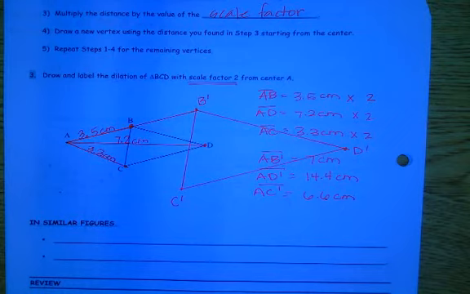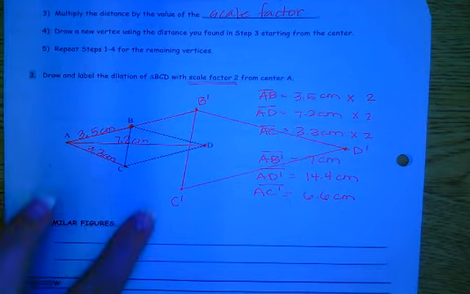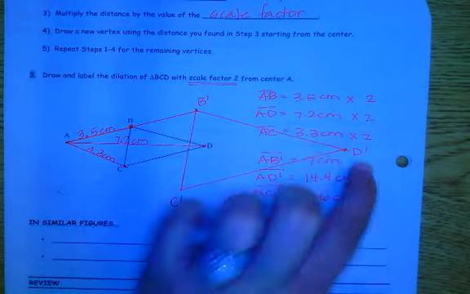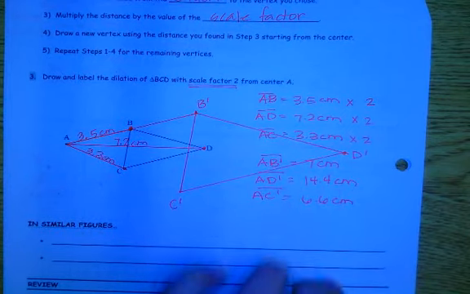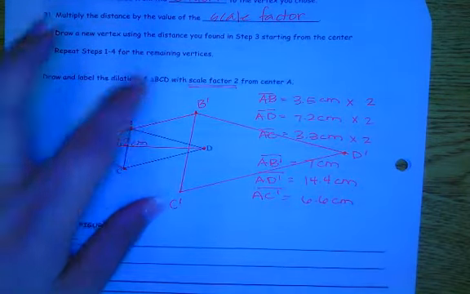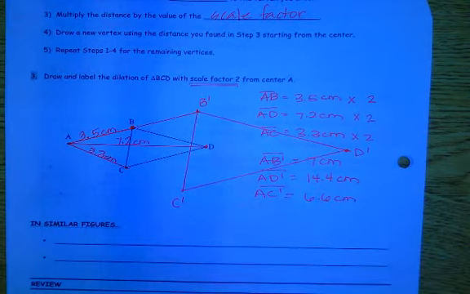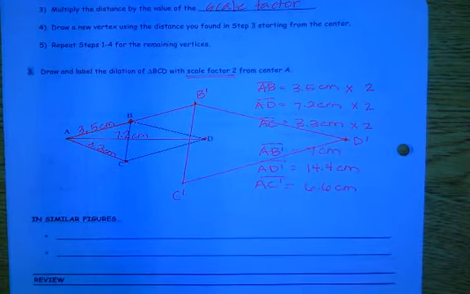If you do not label your new points with your tick marks to denote that it is the image, you will get points counted off. So make sure you have your new points labeled appropriately. Questions on drawing a triangle that's been dilated?